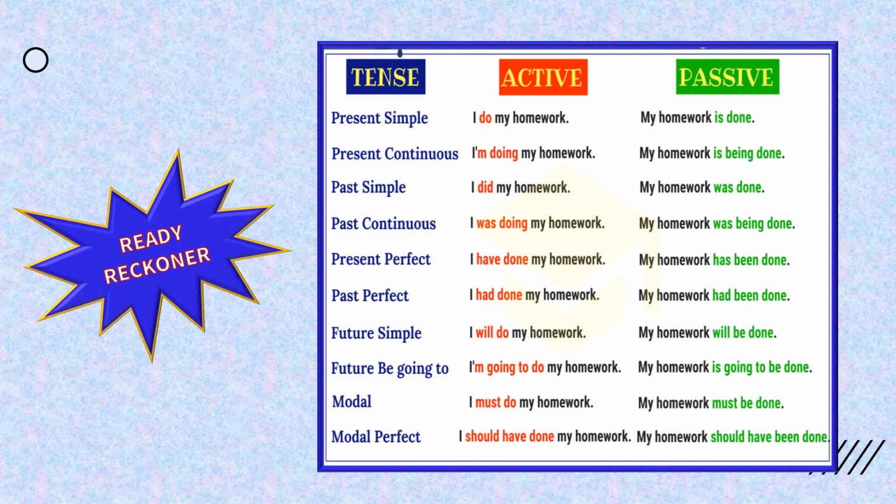Okay, now this is your ready reckoner, meaning the table ready for you for reference at any time. Very, very important when you start doing active to passive, because you can make mistakes with the tense. Now in the simple present tense, I do my homework is active voice. I is the subject, homework is the object. Now you bring homework here: my homework. Then you put the be form of the verb, that is, and do becomes done, the participle form of the verb.